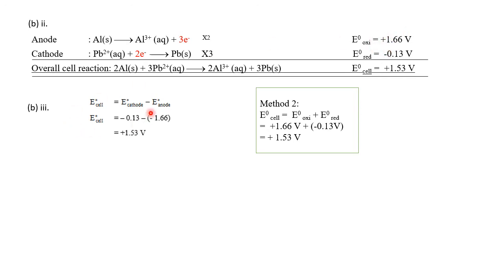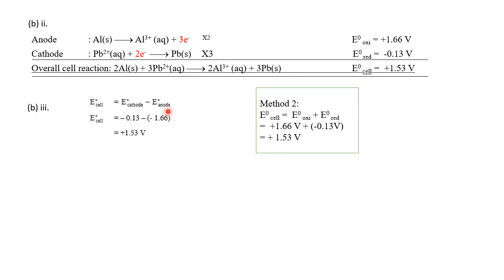Initially the value is negative 1.66. While we put in the value over here, in oxidation, you have to change the sign. That's why there is a formula: E° cell equals E° oxidation plus E° reduction, and the E° oxidation has to change sign. So the negative changes to positive, then you get the same answer. For the cathode you just keep it the same because this one is reduction. Then you sum up both E° oxidation plus E° reduction, and you get E° cell equal to positive 1.53 volt.